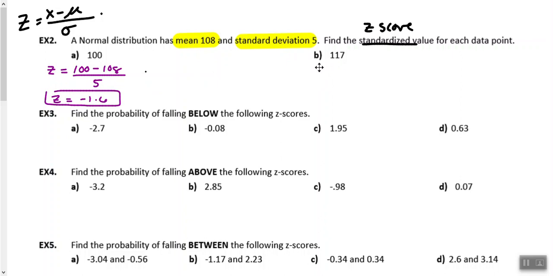And then same thing with part B, we're going to just plug it in. So my z-score is equal to 117 minus 108 divided by my standard deviation, which is 5. So my z-score is equal to, and put this in your calculator, and you should get positive 1.8.